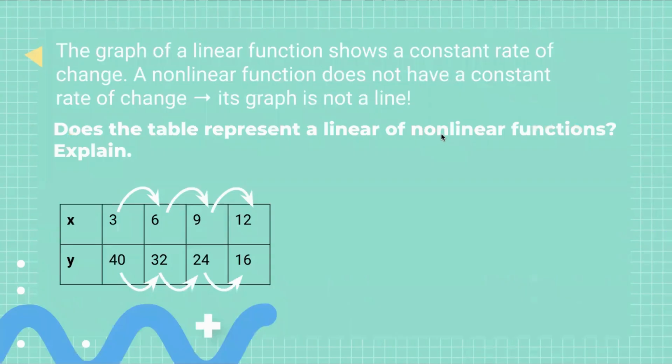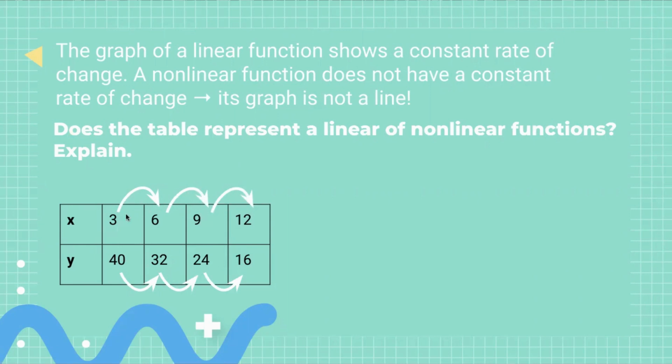The graph of a linear function is going to show a constant rate of change in both its x and y values, whereas a nonlinear function will not have a constant rate of change in both the x and y, just meaning that its graph is not a line. And so when they say rate of change, they just mean that you're adding the same amount between each interval in your x and y values.